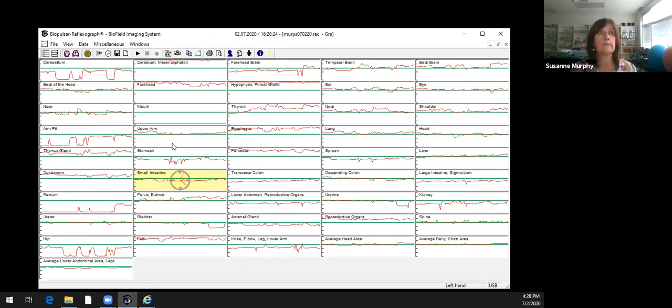Now, the upper arms have a lot to do with how we're giving and receiving energy. And also, again, it's connected to the burdens that we take on. The esophagus. Here's another thing that happened. I had one of my Biopulsar owners who called me up, and she was crying. Her husband was diagnosed with stomach cancer, and they wanted to operate right away.